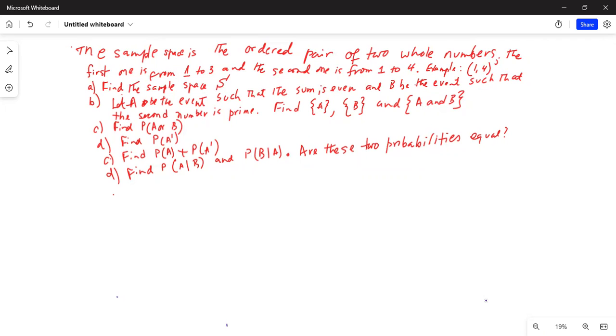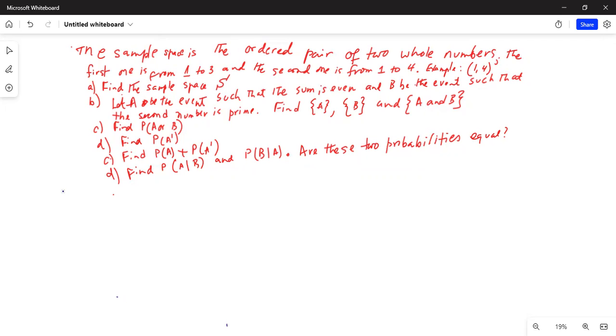The sample space is the ordered pair of two whole numbers. The first one is from 1 to 3, and the second one is from 1 to 4. An example of an event in that space is (1, 4), where the first number is 1 and the second number is 4. The first question asks us to find the sample space S.